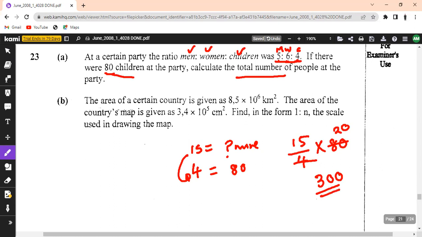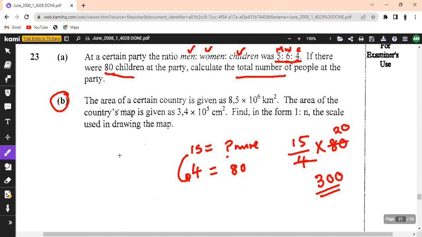That was it. B, the area of a certain country is given as 8,6 times 10 to the power of 2 square kilometers to the power of 6 square kilometers. And the area of the country's map. Take note, we are given the actual area and the one that is on the map. We are asked now to find this ratio in its simplest form.